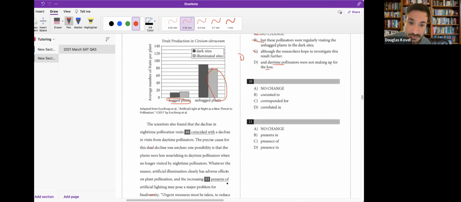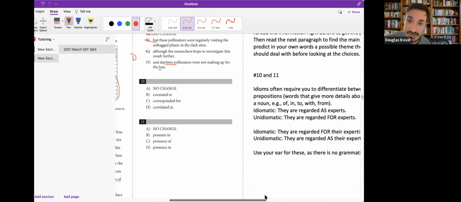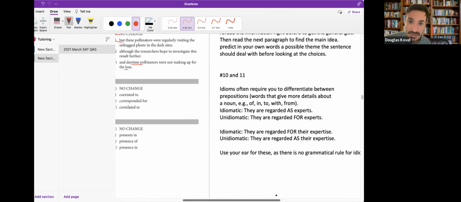And then 10 and 11 are two really quick ones. They both actually test two topics in one. So 10 is a precision question as well as an idiom question. And then 11 is a frequently confused word question along with an idiom question. So I'm just going to talk very quickly about idioms. Idioms you could think of as just common expressions, and they often require you to differentiate between prepositions.